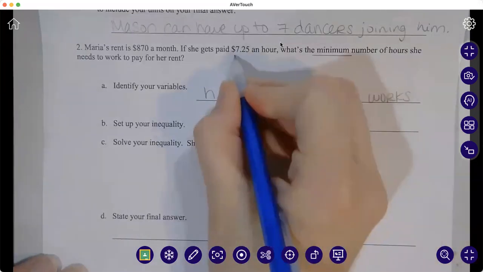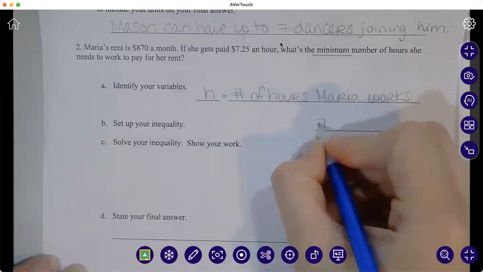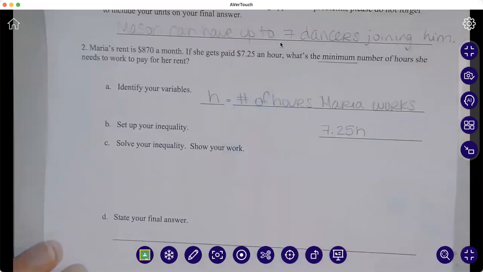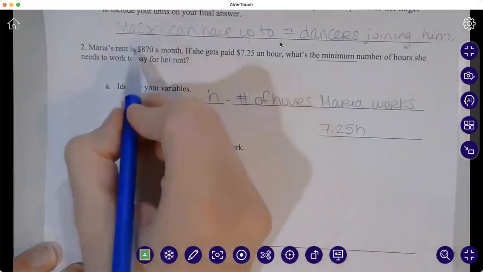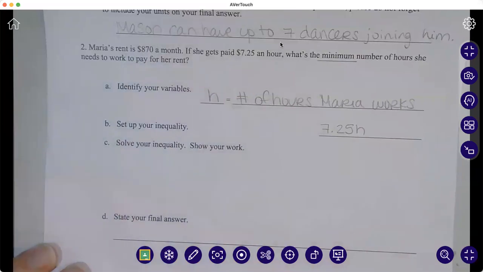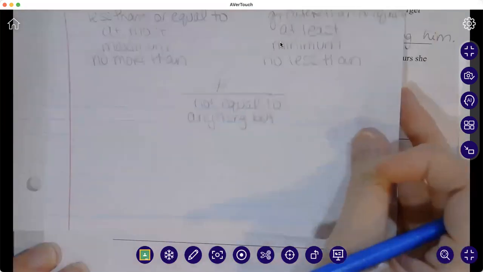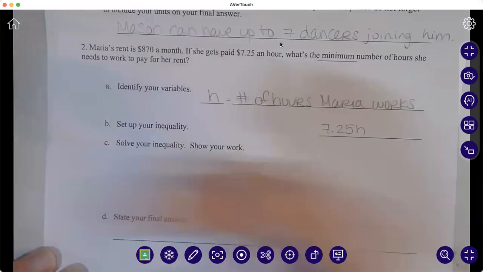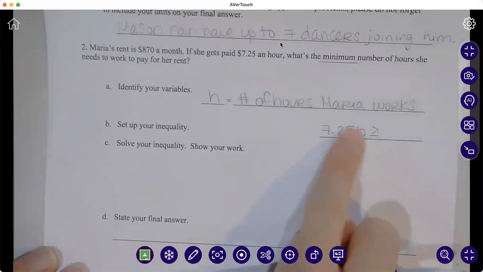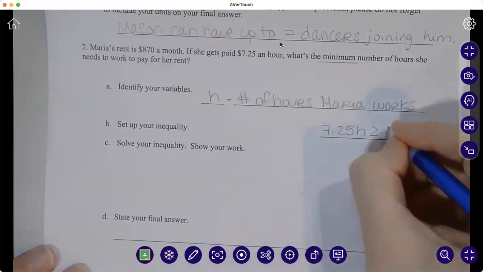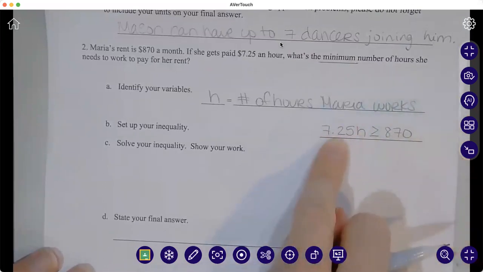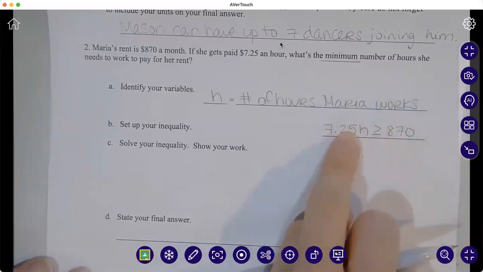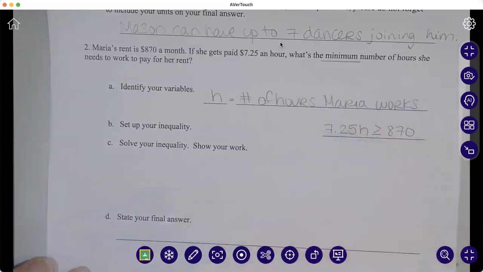Okay, so if we can incorporate how much she makes an hour, that would be 7.25 per hour. And this is a minimum number of hours to be able to pay $870 a month. So if we look back at those phrases that we learned in lesson 1, minimum means greater than or equal. So the amount she earns for the number of hours actually needs to be greater than or equal to 870. Because we want her to have more money than she needs to pay for rent. So this needs to be greater than or equal. So what's the minimum number of hours she can make to pay that bill?